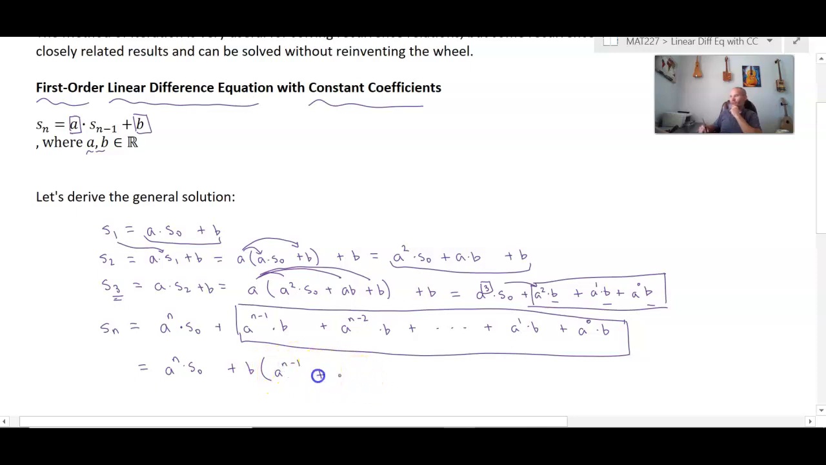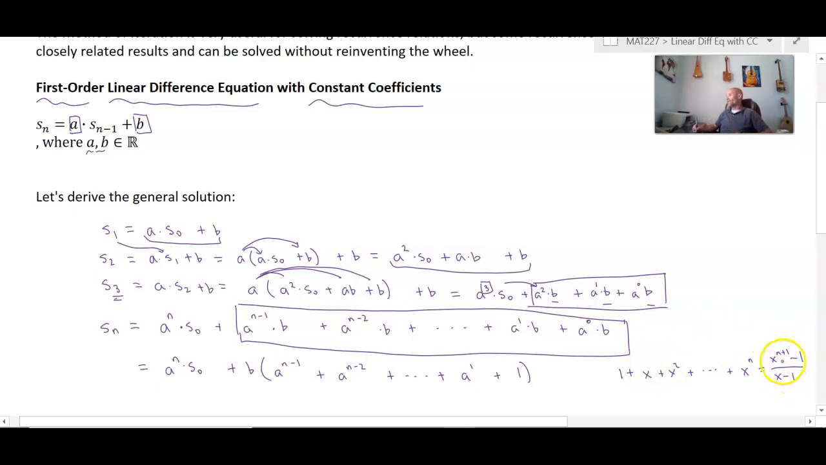I have a to the n minus 1 plus a to the n minus 2 plus all the way down to here. I factored out a b, and in this last term I factor out a b. Now I'm going to go ahead and write a to the 0 as 1, because now this looks like a geometric series, and what we know is that if we add 1 plus x plus x squared all the way up to x to the n, then this is going to be x to the n plus 1 minus 1 over x minus 1.